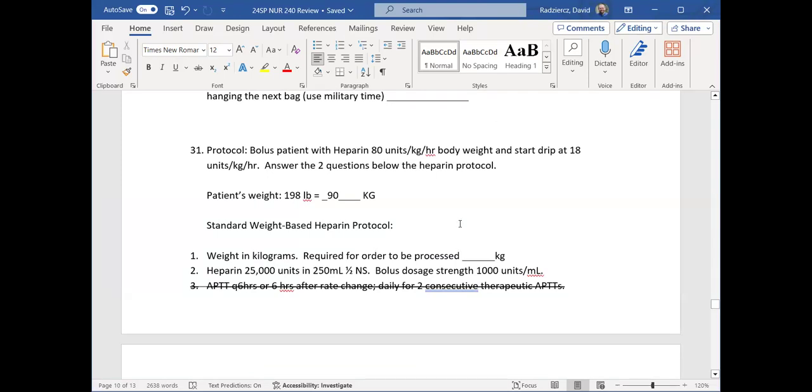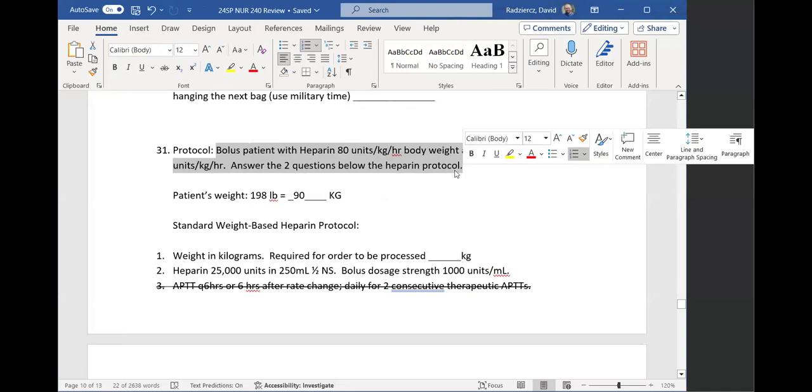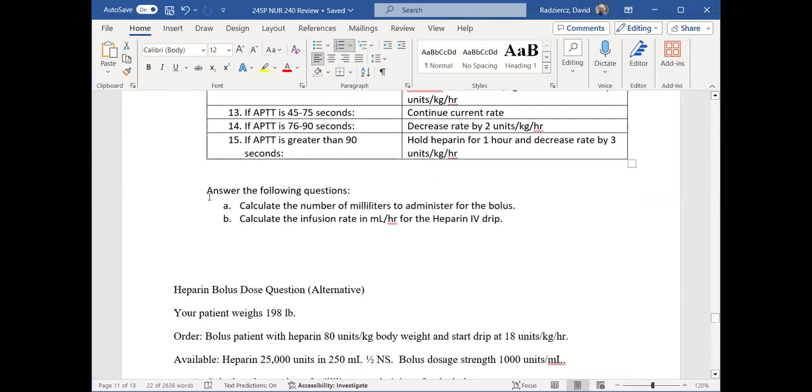Let's work through this. A couple of things I always tell students when you're looking at the heparin: it tells you here, bolus the patient with 80 units per kilogram body weight, start a drip at 18 units, and then answer the 2 questions below the heparin protocol. That's important to know. Bottom line, you're looking to convert units of bolus to milliliters of bolus, and then units per hour to milliliters per hour for the infusion rate.